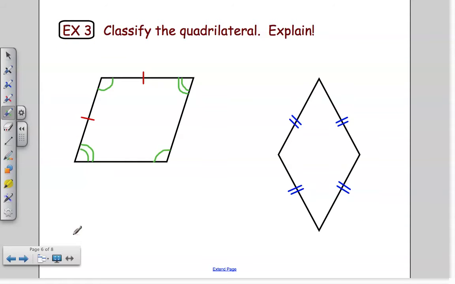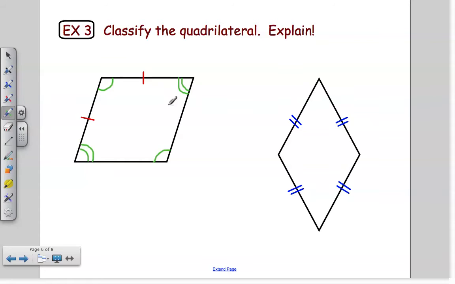Ooh, new example. Can you classify the quadrilateral and explain here? So we're giving the best name. Quadrilateral would be the most general, then parallelogram, and then we have rhombus, rectangle, square today. So I want to give the best name here.